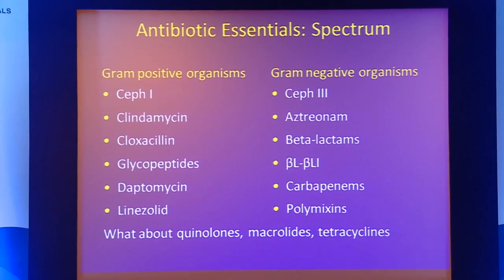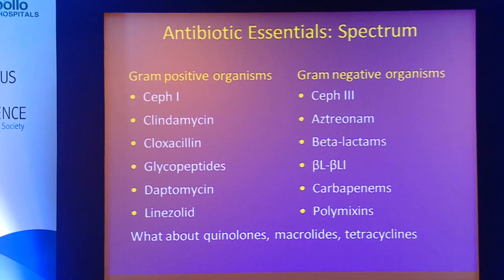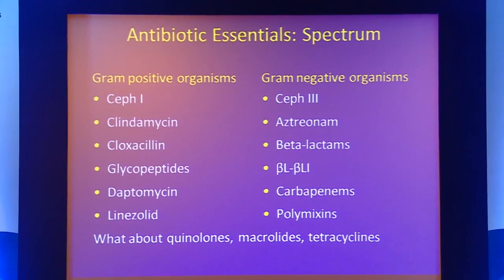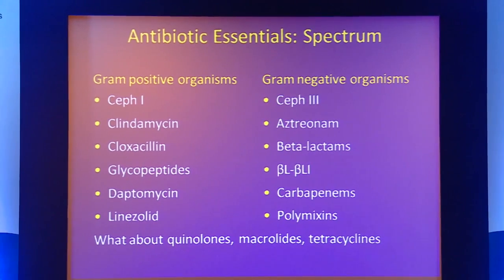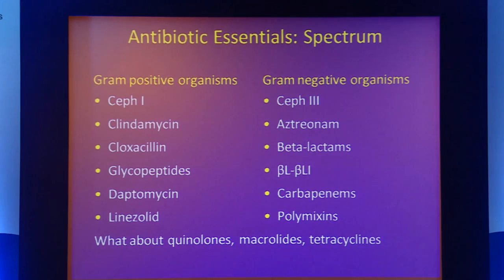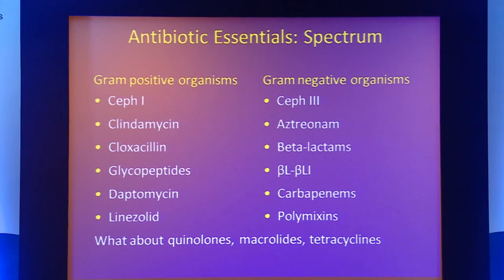First, the spectrum of antibiotics. In general, I will stick to the broad classification of gram-positive organisms and gram-negative organisms. Gram-positive organisms are covered by antibiotics given on the left side of the screen, mainly first-generation cephalosporins. Sporidex, or if you want parenteral, it is cefazolin. Clindamycin is a very good antibiotic for gram-positive infections, and it also covers anaerobic organisms. It does not have any action against gram-negatives.